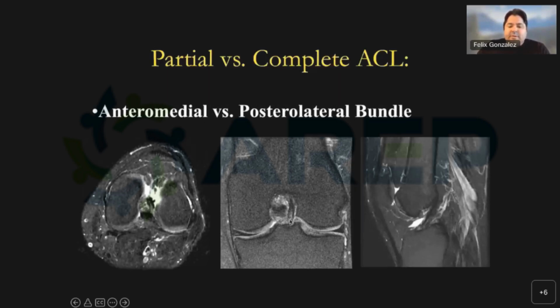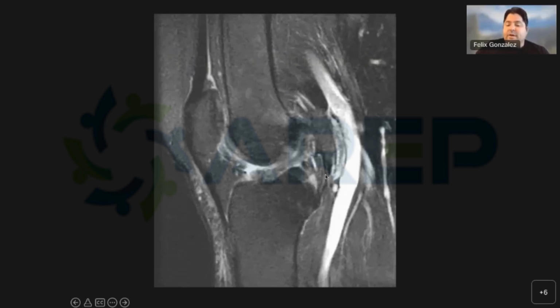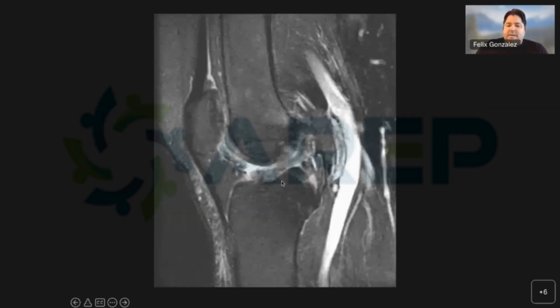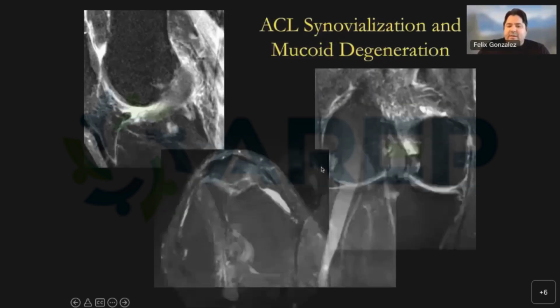So again, the anterior medial versus the posterior lateral bundle, you can see on different MRIs here, showing you the anterior medial bundle and the posterior lateral bundle. Anterior medial will always be anterior here. If the anterior medial bundle is torn, it's likely an unstable injury. So this is perhaps a subacute injury, right? With synovialization of the ACL and a high-grade tear and injury.